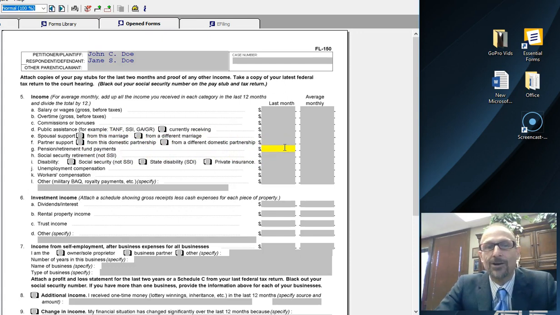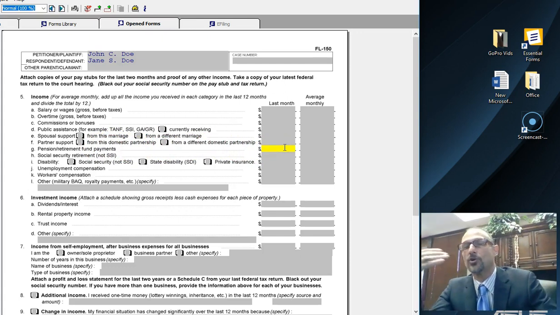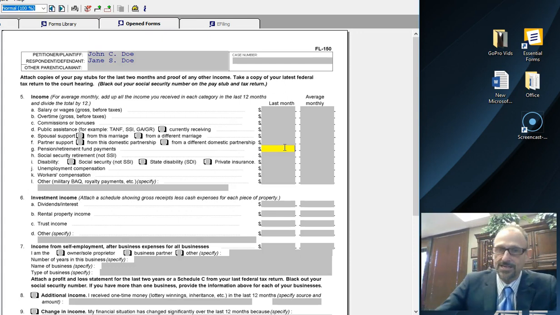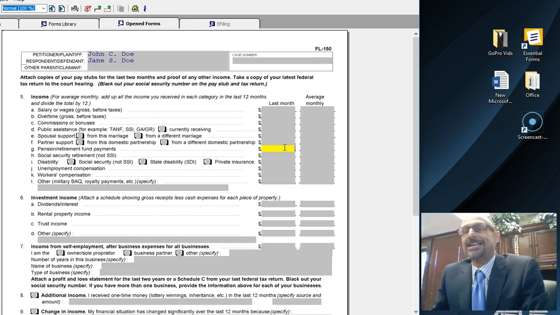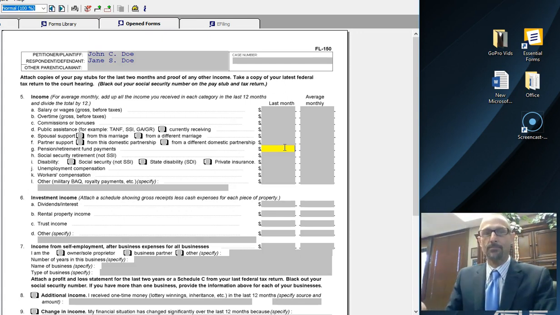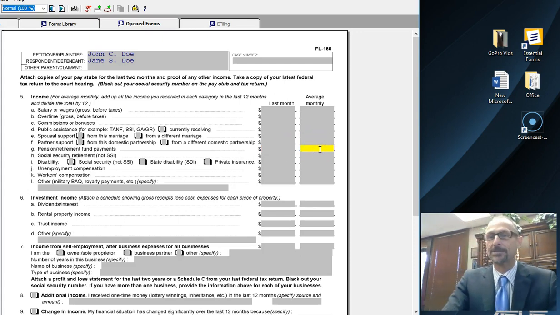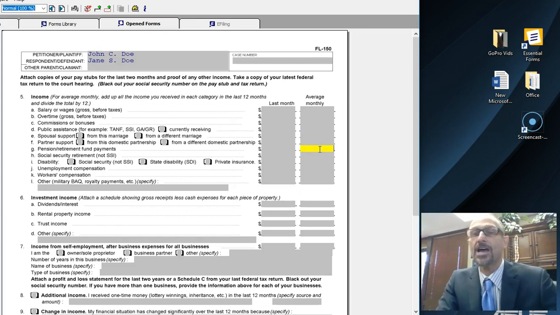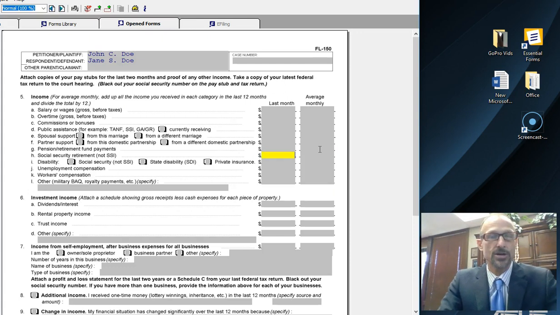Pensions and retirement fund payments. So if you're retired, or you're already receiving, say, a military pension, or you've already retired as a state employee and you're already receiving a pension from somewhere, that's where that goes. So you're going to want to put in what you received last month. And again, you're going to want to add up the last 12 months and divide it by 12 to get the average for the last 12 months on that also. Social Security retirement is also the same thing. What you made last month and the average.